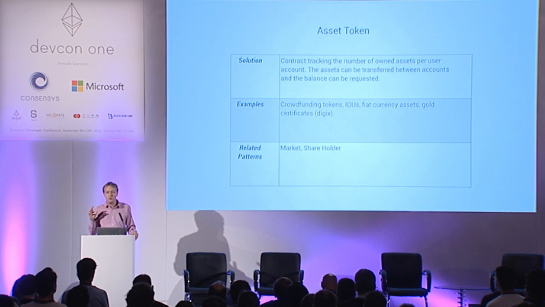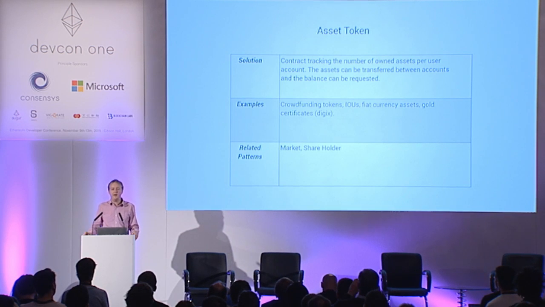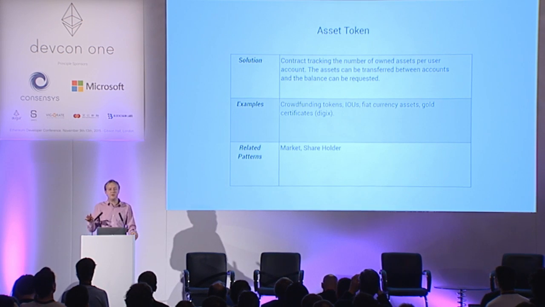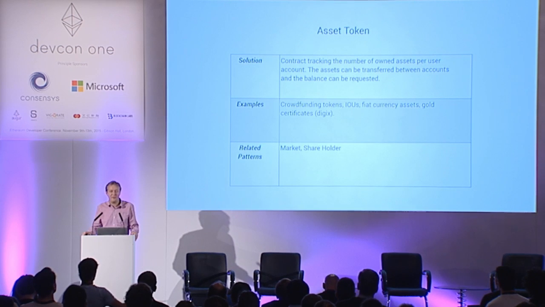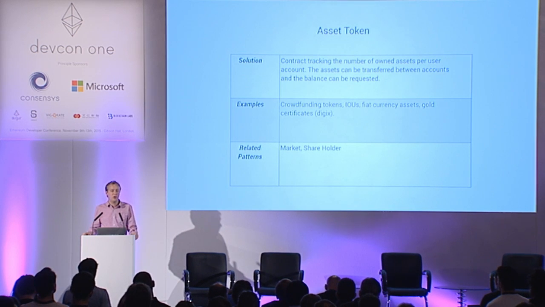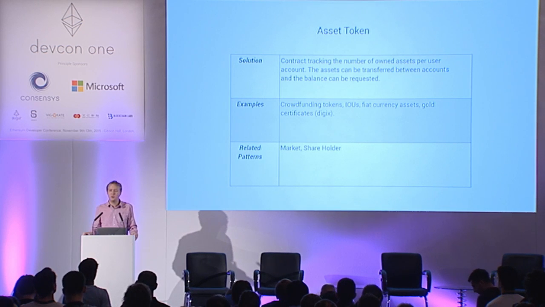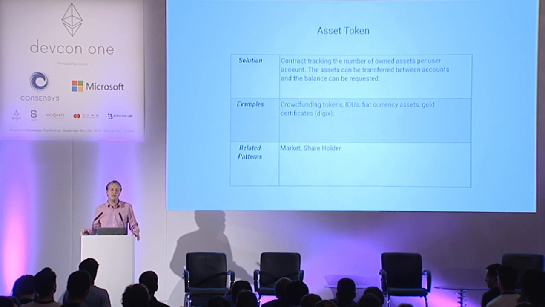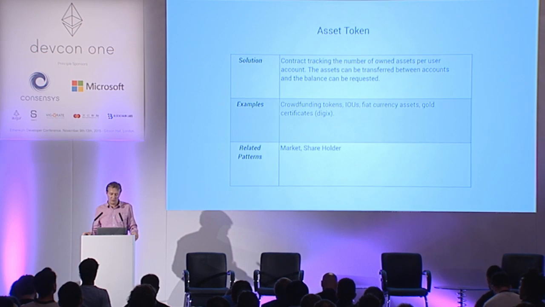So what you do, you create a contract, and basically you track per account how much of these assets they have in the contract storage. And then you set up maybe at least two functions, one to transfer these assets from one account to the other account, and one to return the balance of one of these account holders in there.